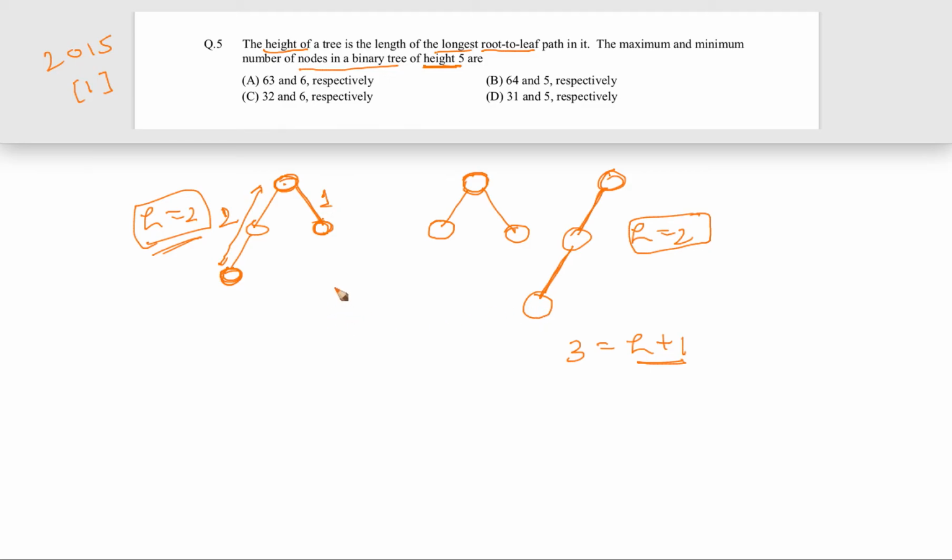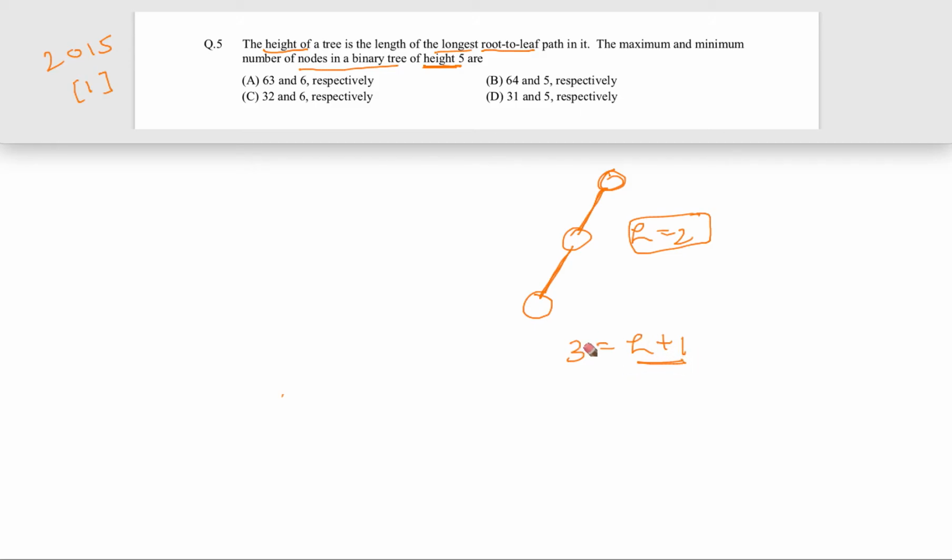You can test it for others. If height is 1, then the number of nodes is 1 plus 1, which is 2. If height is equal to 3, the number of nodes is h plus 1, which is 4. So now we are understanding how we are calculating this. We have come up with one scenario where, if we have to find the maximum and minimum number of nodes, then for a particular height h, the minimum number of nodes will be h plus 1.